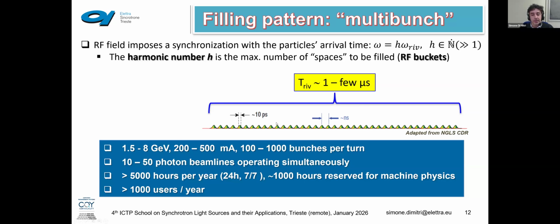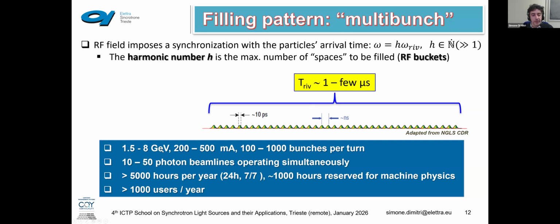So typical numbers of this longitudinal dynamics are 1 to a few microseconds for revolution, for hundreds of meters up to kilometer-long circumference. Each bunch is typically tens of picoseconds long, while the separation between the bunches, dictated by the radio frequency, is typically of the order of nanoseconds. So you are exploiting several orders of magnitude in time, starting from the single or few particle dynamics to the field pattern of the synchrotron.